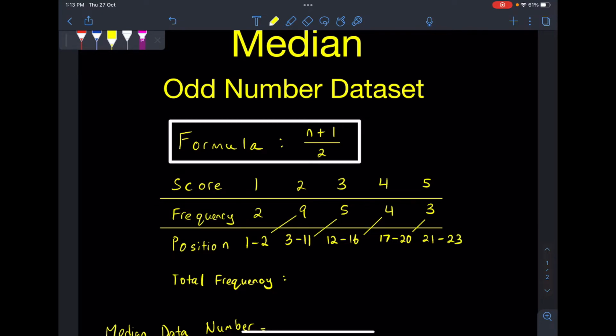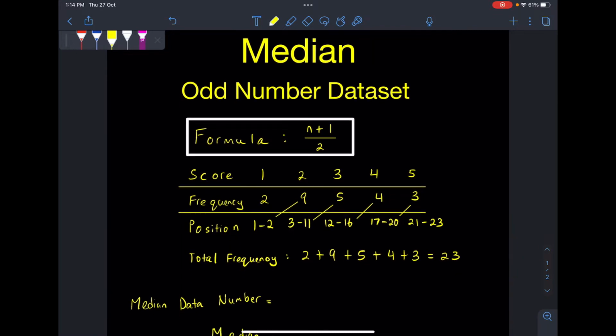So let's go to frequency. 2 plus 9 plus 5 plus 4 plus 3 will get you 23 as well. Okay? Another way to get the total frequency, if you don't want to add this up, you can just look at this number over here, right? As you guys can see, the number is also 23. All right, so we've got our total frequency, we've got our position.